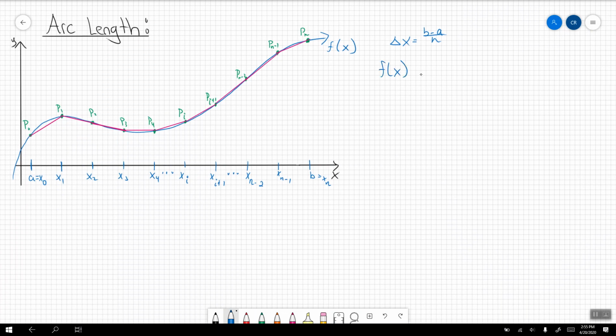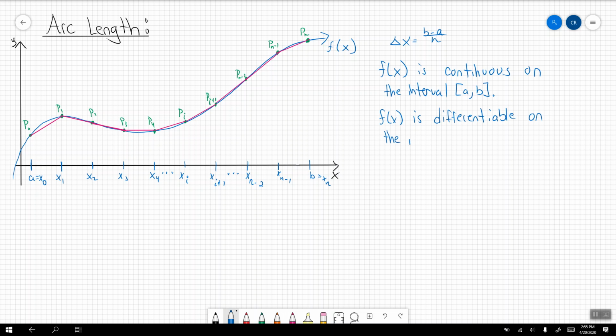F of x is continuous on the interval from a to b. All right. Now, f of x must also be differentiable on the interval from a to b, and that's non-inclusive. Because again, remember, in order to be differentiable, you don't necessarily need to exist at the endpoints here.